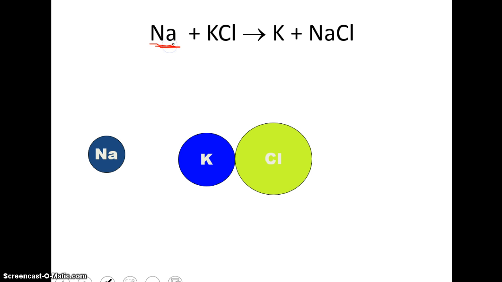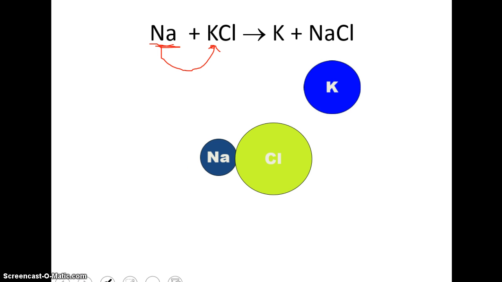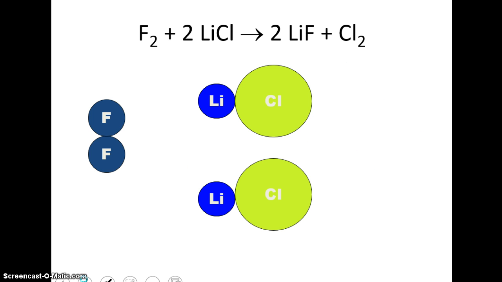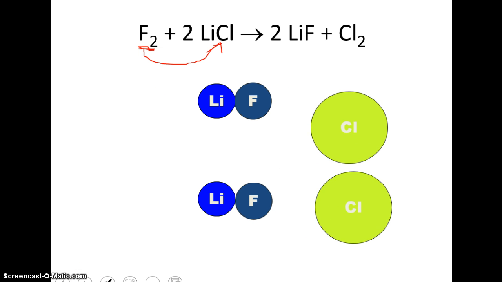Here's another example. Sodium is a metal, so it's going to switch places with potassium, which is a metal. And so the sodium bumps out the potassium. Here's another one. This time we've got fluorine, which is a nonmetal, so it's going to switch places with chlorine, which is a nonmetal. So those bump each other out.